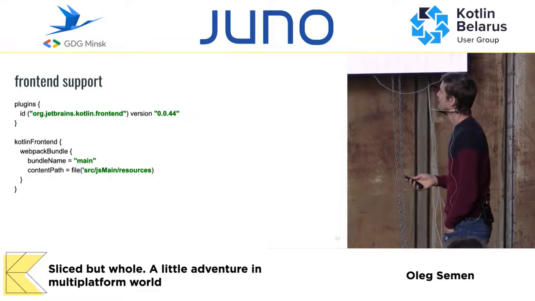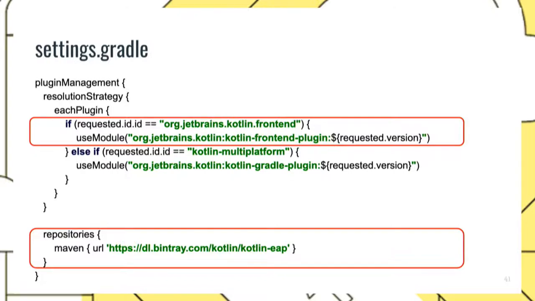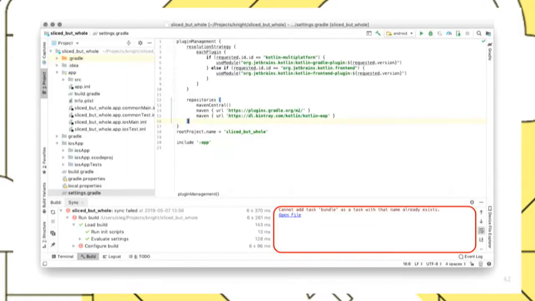And Gradle doesn't know about Kotlin frontend plugin out of the box, so you have to specify where it should take it in settings Gradle file. So here we add a few lines of code and reference to repository where Kotlin frontend plugin is. And when you try to build the project, you will see yet another error. It says that task bundle already exists. And it's true because Android already added that task, so there is a conflict.